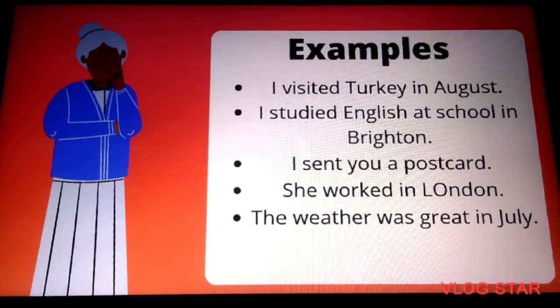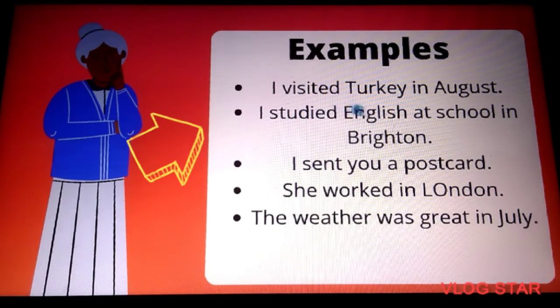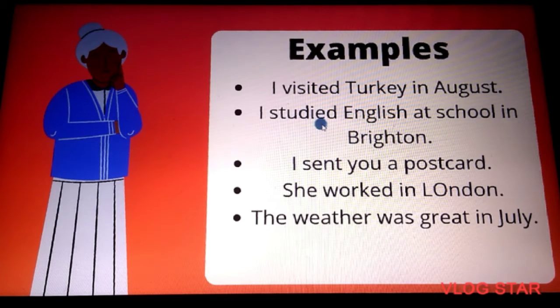But now let's look at some examples. I visited Tokyo. It means I visit and then we just add ed, and this way it is the past simple. I visited Tokyo in August. I studied English at school in Brighton. Also, this word study ends with y, but there is a consonant before the y, so we remove the y sound, and instead of it we put i and then add ed.